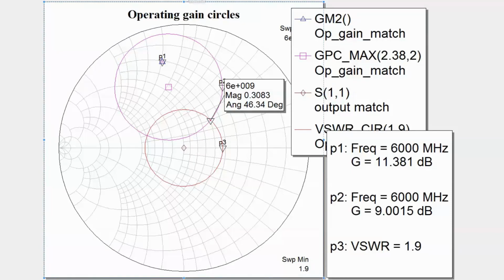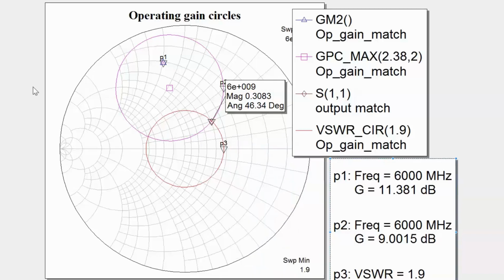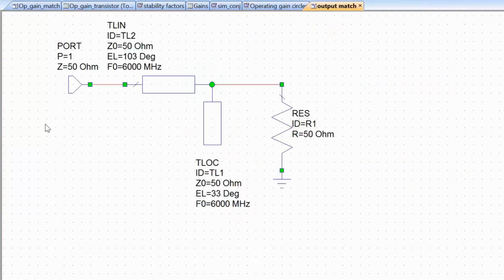Now let's open the tuner, and then we'll start increasing the length of our stub, which is TL1, until we meet the constant gamma circle, and this happens for 33 degrees. And then let's increase the length of our transmission line until we get to the desired point. And this happens for our transmission line length of 103 degrees. So we've carried out our output match. We can close the tuner, and then we can go back to the output match schematic.